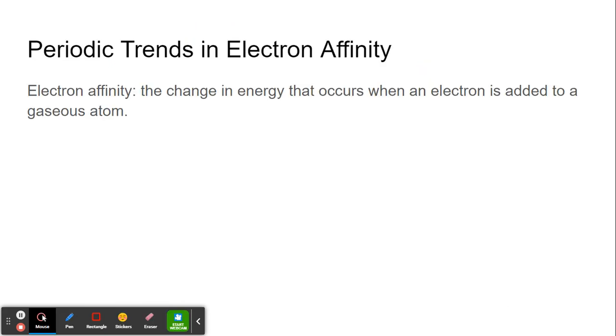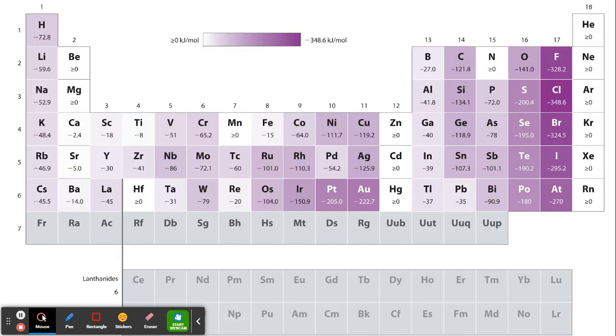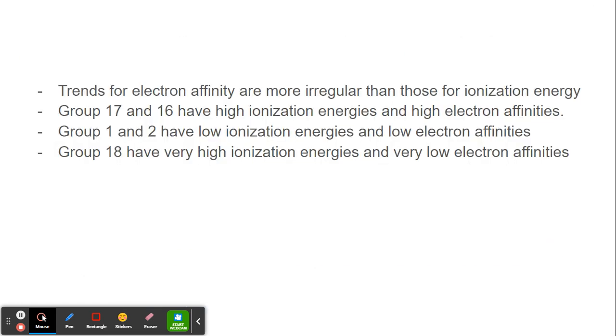So we won't focus a lot on the trend in electron affinity, but just remember from grade 11, the electron affinity is the change in energy that occurs when an electron is added to a gaseous atom. So now we're adding electrons. And we see that this trend is a lot more variable than the trend in ionization energy, but there's some general things that occur. So trends for electron affinity are more regular than ionization energy.